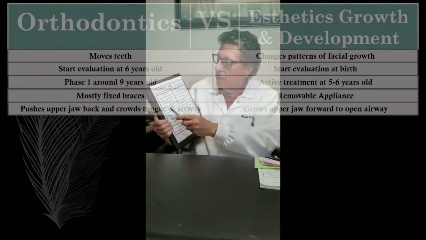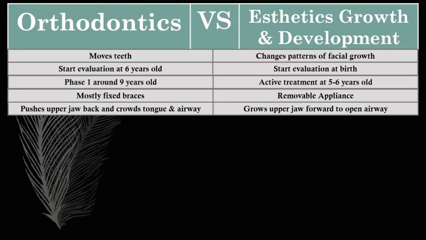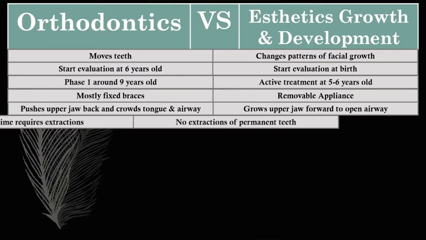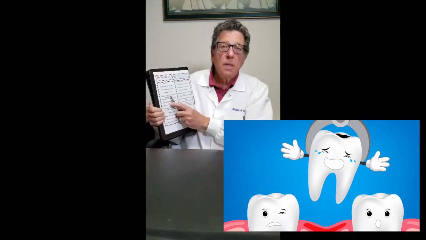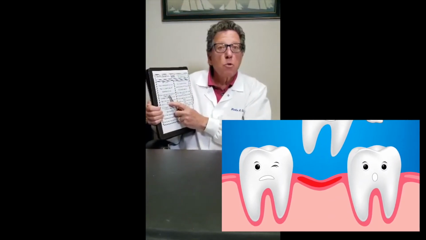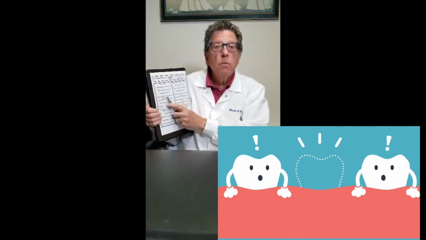We left off over here, and with orthodontics, sometimes they require extractions. And in natural growth and development, there are no extractions of permanent teeth. Why do you need extractions? Because typical orthodontists move teeth and there isn't room. So when you don't have room, you take teeth out, you create room, and now you have room.